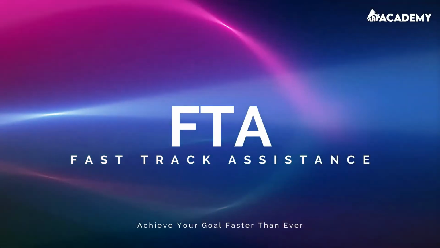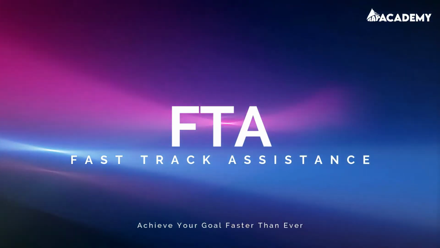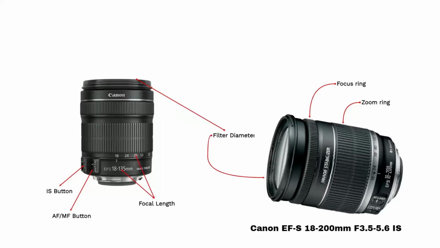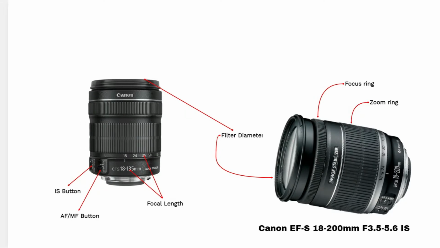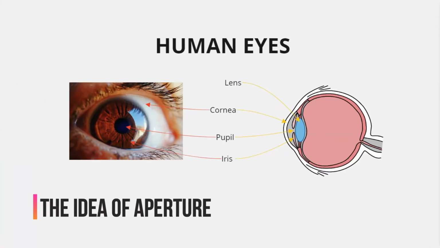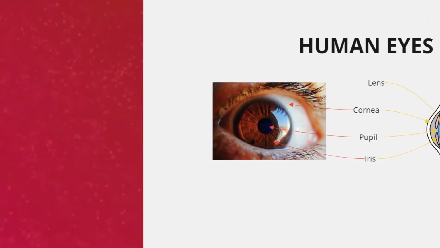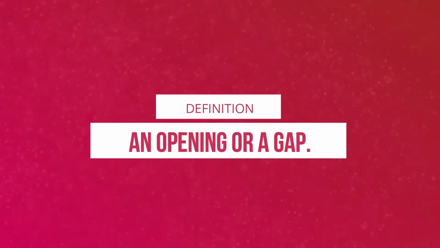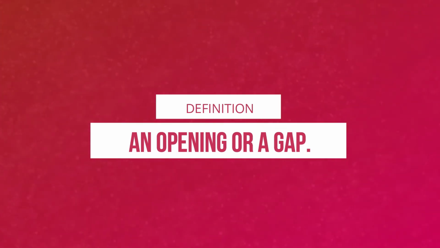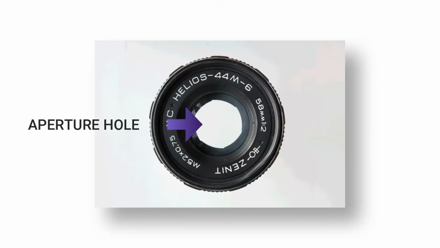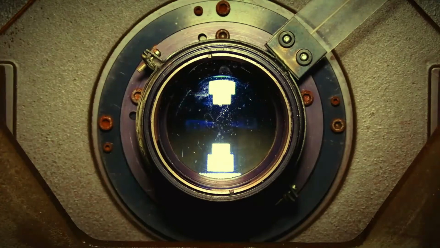In the first step of this section, where I have explained all the outside features of a camera lens, I have also explained what aperture is through a comparison with the human eye. As per the Oxford Dictionary, the common definition of aperture is an opening or a gap. So we consider the entrance hole in the aperture diaphragm as the aperture of the lens. The camera lens aperture looks like this.